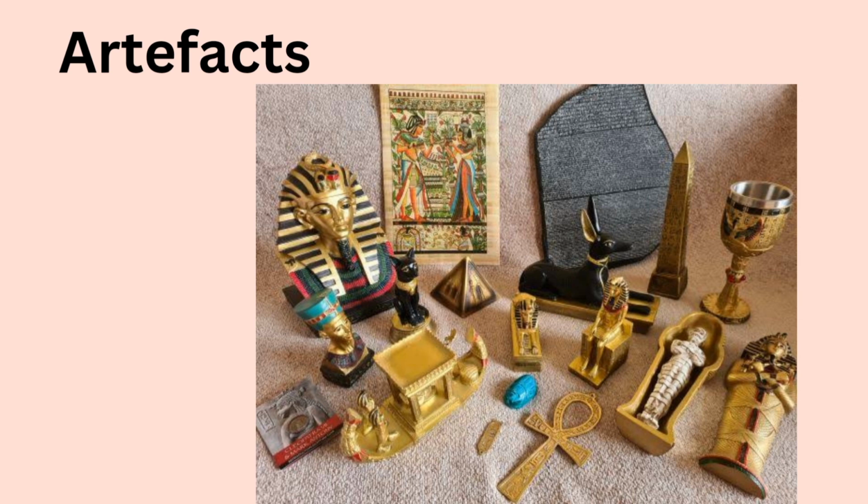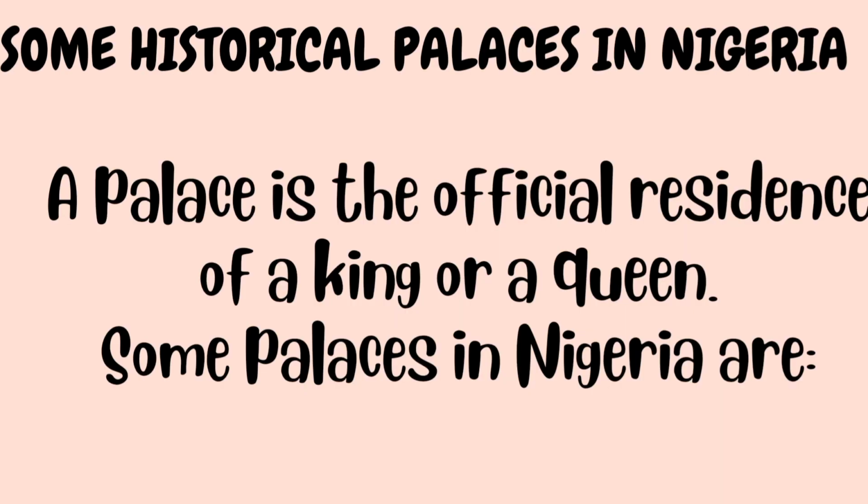Now, let us look at artifacts. Artifacts are things or materials made by people in the past. Artifacts can also be materials with historical value. They are also materials that give information about people who lived in the past. Archaeologists dig the ground to excavate some of these materials, to study them and get some pieces of information. Examples of artifacts include bones and teeth.